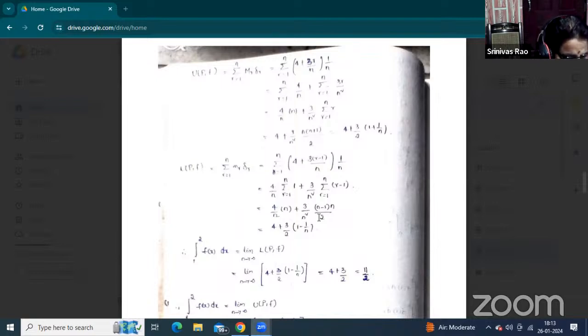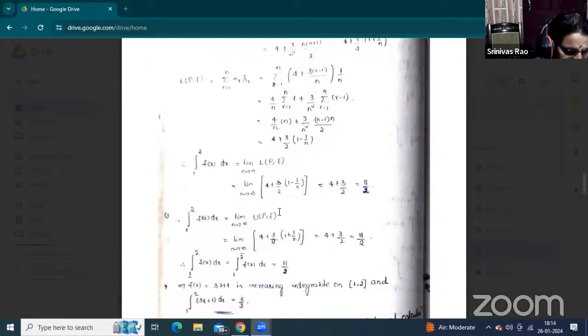So finally, here n into n square is also there. So n square is cancelled, and n by n square means 1 by n is there. So this is 1 minus 1 by n. 3 by 2 is constant. So we are getting the value 4 plus 3 by 2 of 1 minus 1 by n.